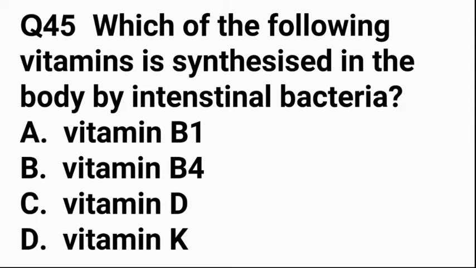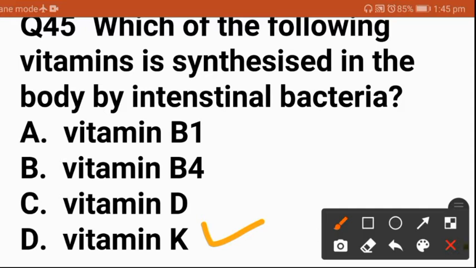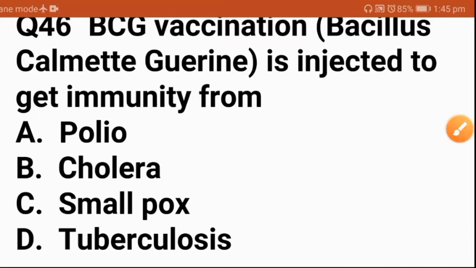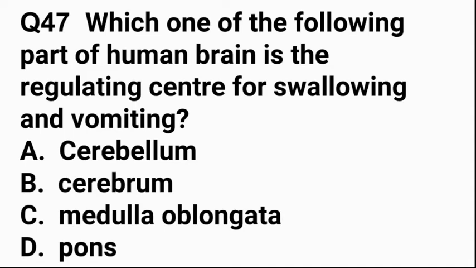Which of the following vitamins is synthesized in the body by intestinal bacteria? D Vitamin K. BCG vaccination is injected to get immunity from D Tuberculosis.